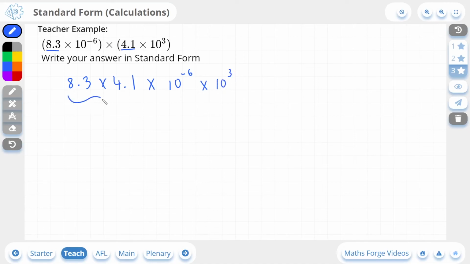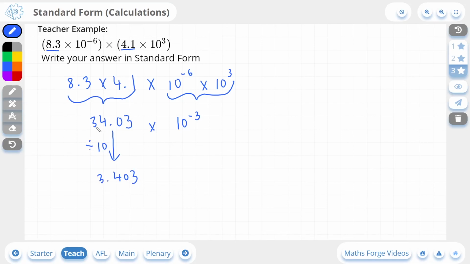And now we calculate the numbers to the left and the numbers to the right. We end up with the following: 34.03 and 10 to the power of -3, because of course -6 plus 3 is -3. Now this number here is not in standard form. In order to convert it to standard form, we have to manipulate this number here to be between 1 and less than 10. So I'm going to go ahead and divide this by 10. This will now give us 3.403.